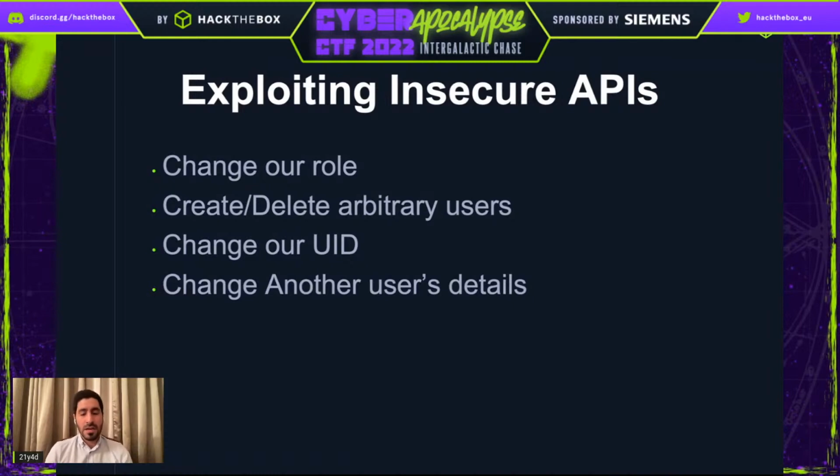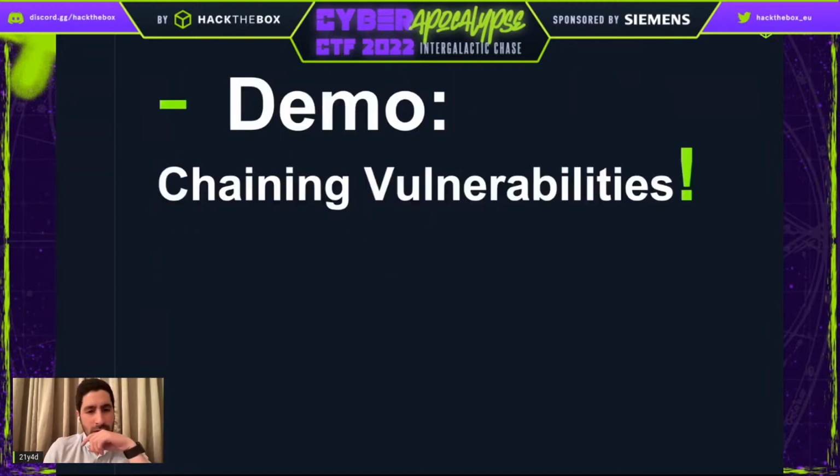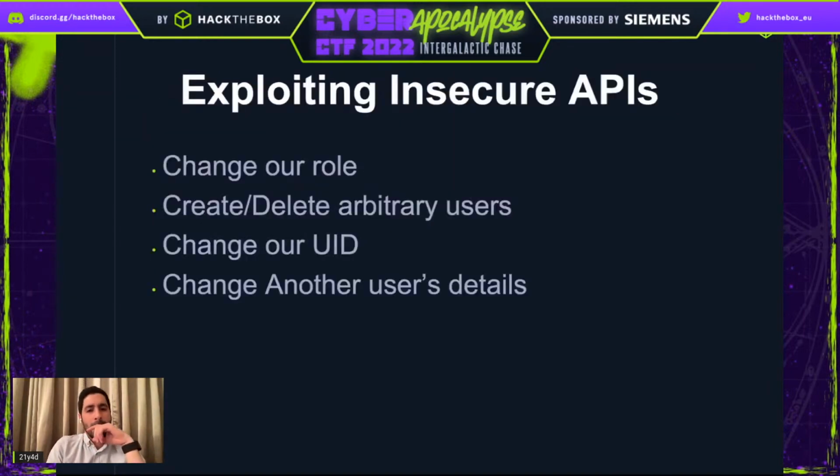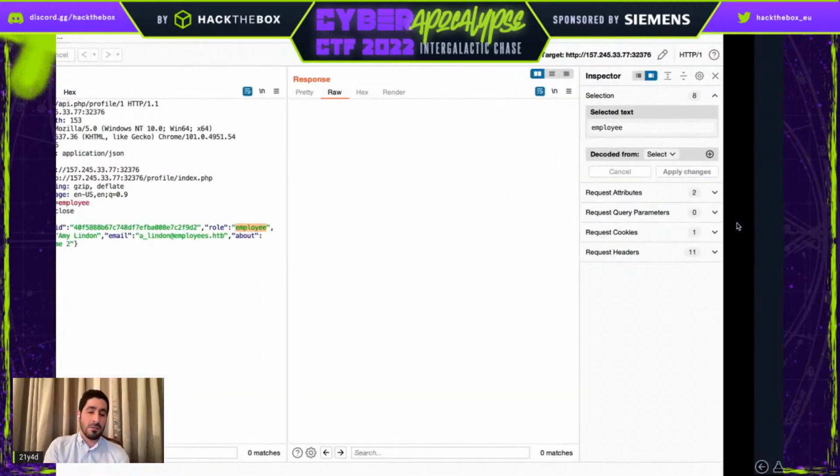If none of those work, we can change another user's details, change their About Me section, perhaps put some XSS payloads, and whenever they view their own profile, or anybody views their profile, this XSS payload may get executed and we would be able to steal their hashes and so on, which is something we discussed in the cross-site scripting module. So let's try this. First of all, we want to change our role. Now we have this request.